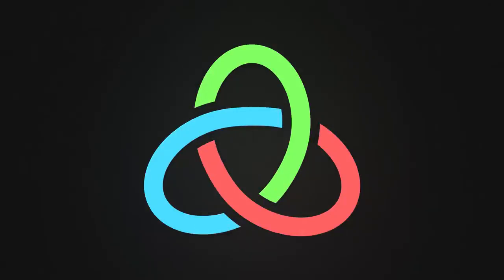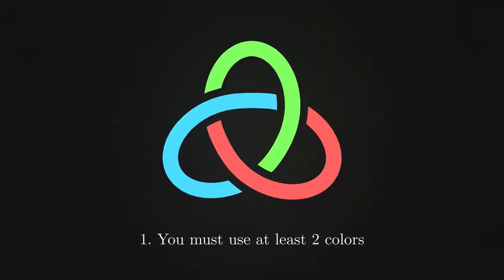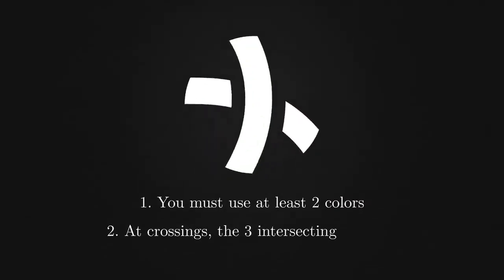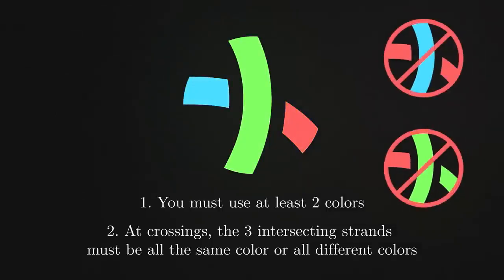Tricolorability only has 2 rules. First, you must use at least 2 colors, because you can color any knot in with 1 color. And second, at crossings, the 3 intersecting strands must either be all the same color or all different colors. Basically, no 2-colored crossings. There are just two categories of this invariant. Either a knot is tricolorable or it's not.